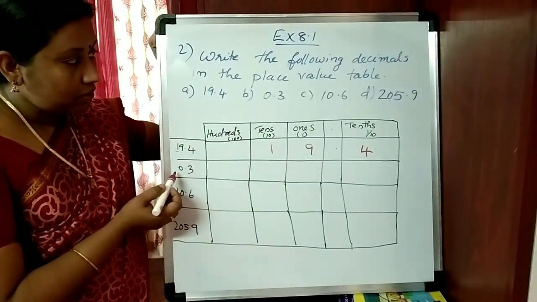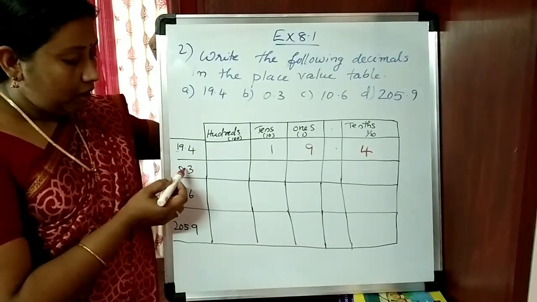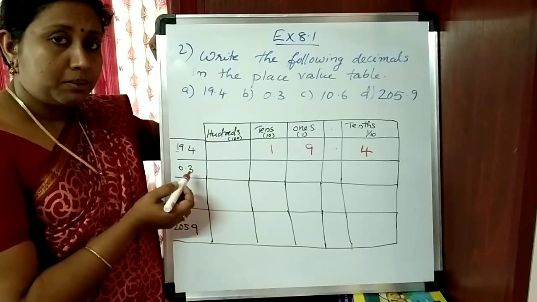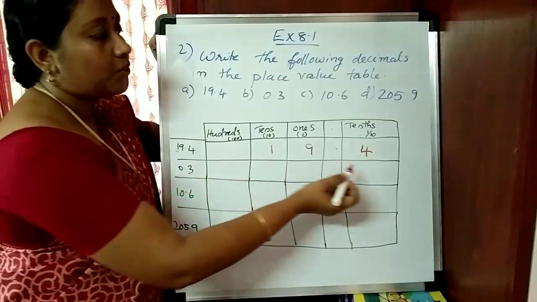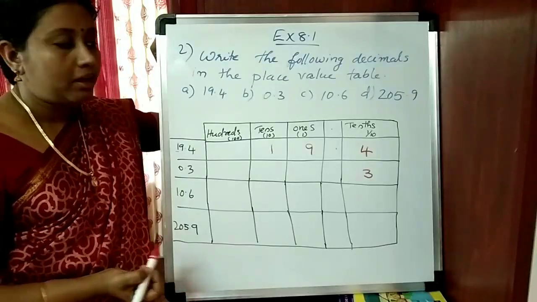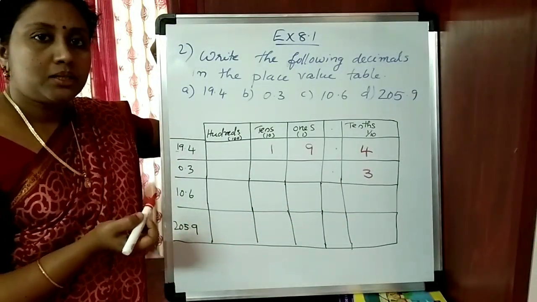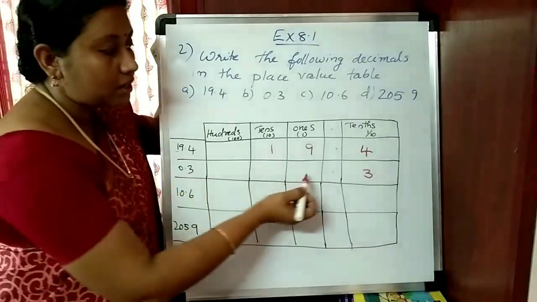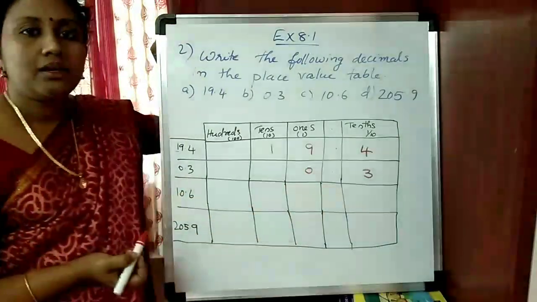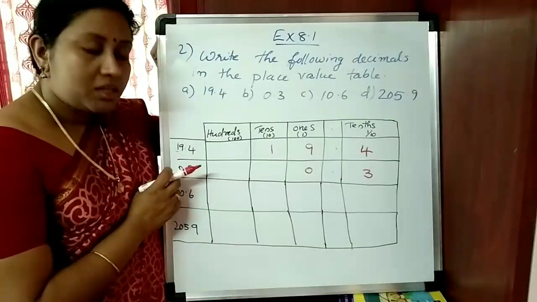Then your second question is 0.3. Here, what is the decimal part? The decimal part is 3. So the position of 3 is here. Okay. This is the decimal point. There is no whole number part, that is 0. So that means 0 ones are there. So simply you write here 0. This is the position of 0.3.